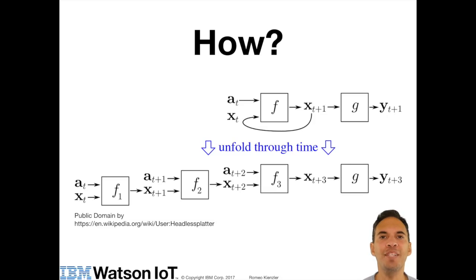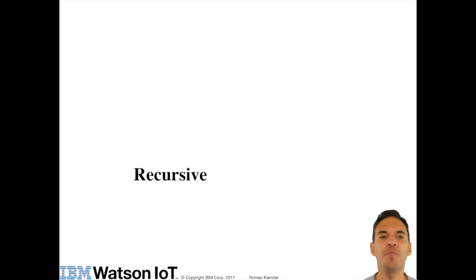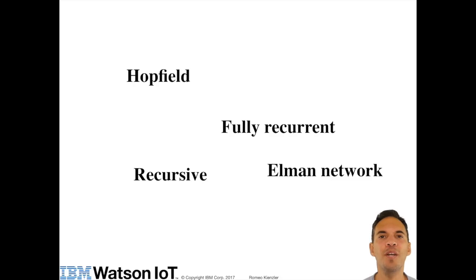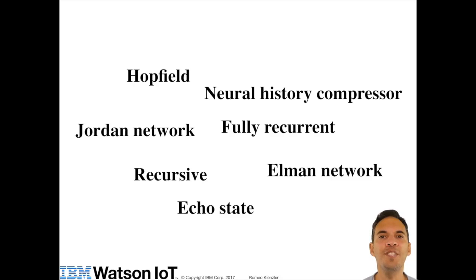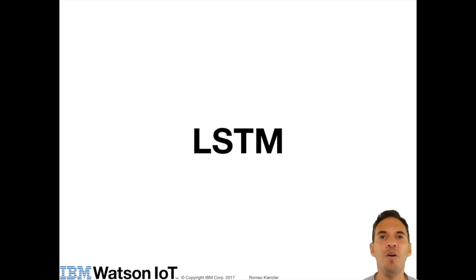There exists an abundance of recurrent neural network types: recursive, Hopfield, fully recurrent, Elman network, Jordan network, echo state, neural history compressor, and finally an LSTM. We will only concentrate on the LSTM in this course. It stands for long short-term memory. Those are so powerful and essential that we dedicate the next lecture entirely to LSTMs.